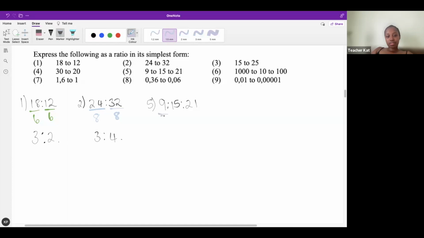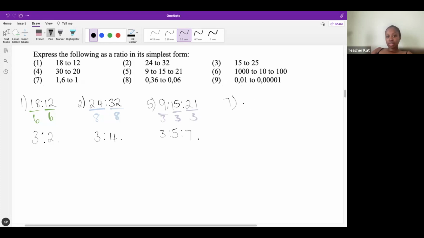Okay, so 9, I'm going to divide by 3, divide by 3, and divide by 3. Now what's 9 divided by 3? It is indeed 3. 15 divided by 3. So this is 3, 2, 5, 2. What's 21 divided by 3? 7. Nice.